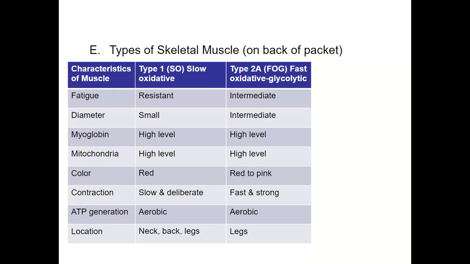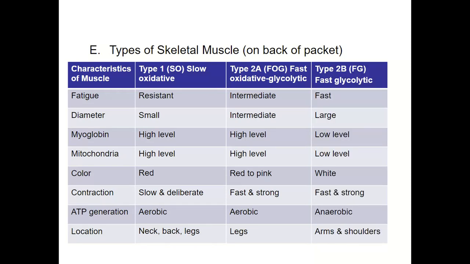They have a lot of myoglobin because they're still doing oxidative aerobic respiration. They still have a lot of mitochondria for the same reason. But if you look at the color, it's a little bit less because they don't have quite as much myoglobin. Their contraction is faster and stronger than type 1, which is great. And they're still using aerobic respiration. This is what you find in your legs. So we've kind of sacrificed some of that strength in these muscles for more speed. So they don't last as long, but they're a lot faster than type 1.